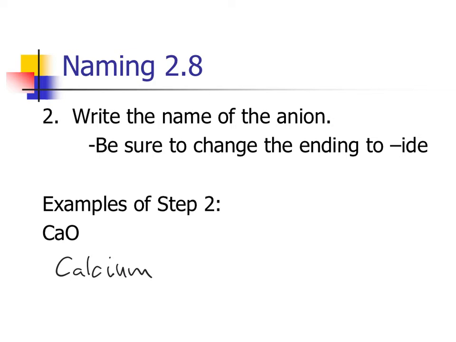and then we would write the anion, oxide. And so there you have calcium oxide. There are no parentheses. We don't have to indicate that calcium has a positive 2 charge and that oxide has a negative 2 charge, because those are the charges that they always have. And so calcium oxide is all we have.